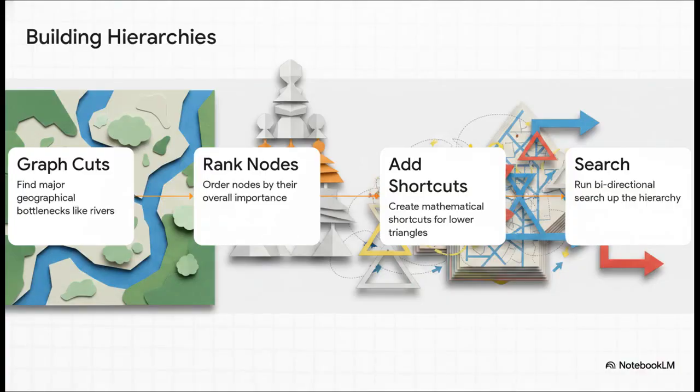So the crucial point is this 4-step recipe for how a machine builds these hierarchies. Step 1, you find natural graph cuts. Step 2, you rank the nodes by importance. Step 3, you add math shortcuts for lower-ranked triangles so you don't accidentally miss local routes. And Step 4, you run a bidirectional search where the start and end points actually search towards each other, but only moving up the hierarchy of importance.